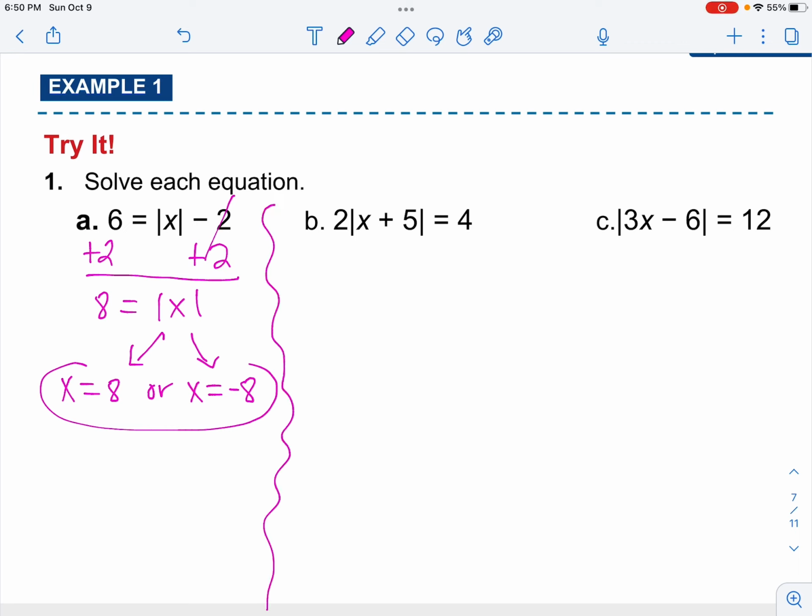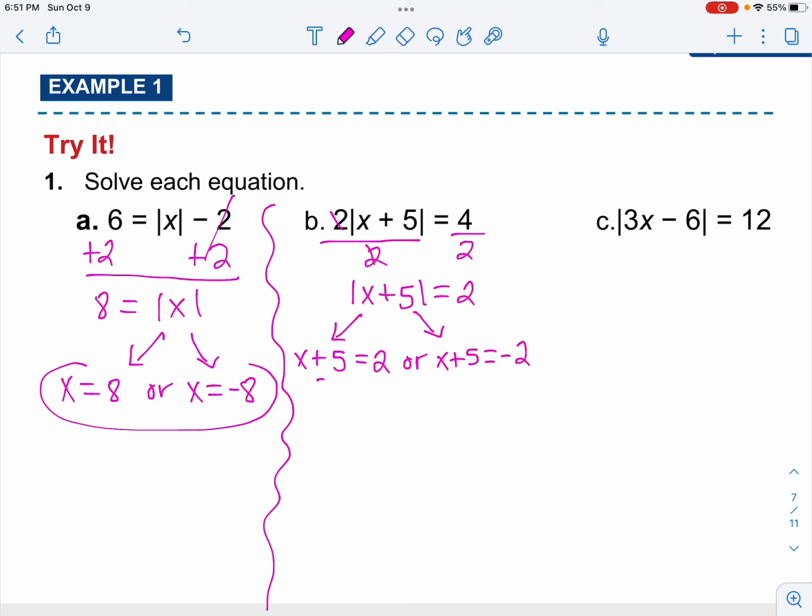Second question, to isolate the absolute value, we'll have to divide by 2 on both sides. 2 cancels. The absolute value of x plus 5 is going to equal positive 2. So we'll separate and have our two different solutions. We'll have one at x plus 5 equal to positive 2, and the other at x plus 5 equal to negative 2.